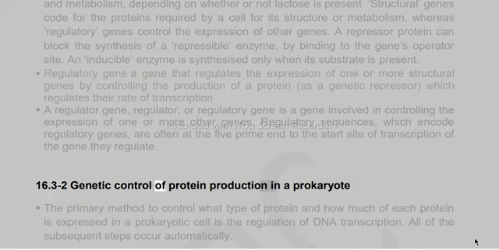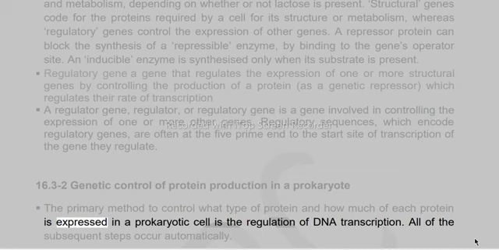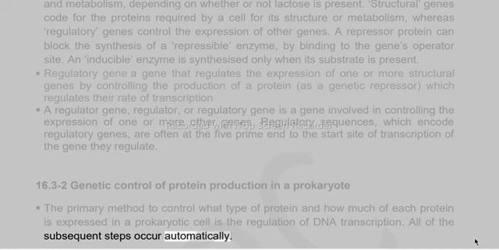16.3-2 Genetic control of protein production in a prokaryote. The primary method to control what type of protein and how much of each protein is expressed in a prokaryotic cell is the regulation of DNA transcription. All of the subsequent steps occur automatically.